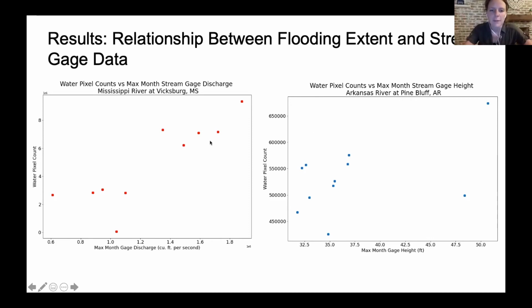But what we ended up having to do because of cloud coverage was omitting certain data points. So you don't see all of the data points here because we had to omit the months for which we could not get a pixel count value because there was just too much cloud coverage at the time that remote sensing data was collected. And then also, we'll touch on what we think this means in our conclusion slide. I'll just go there now.